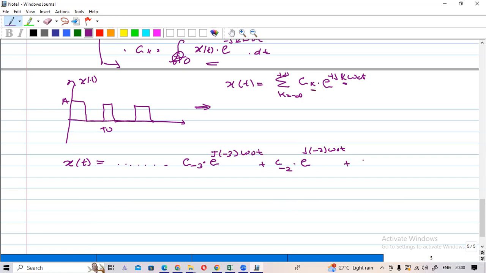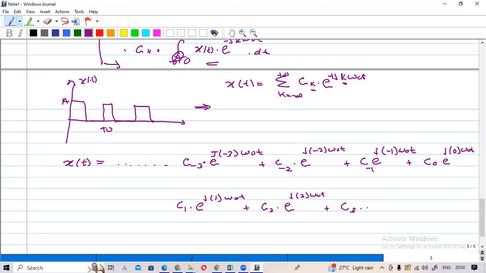Now k is equal to minus 1, e to the power j, k is minus 1, omega naught t. Plus now k is equal to 0, e to the power j 0 omega naught t. Then C1 we have calculated, e to the power j, k is 1, omega naught t. C2 we have calculated, e to the power j2 omega naught t, plus C3 e to the power j3 omega naught t.